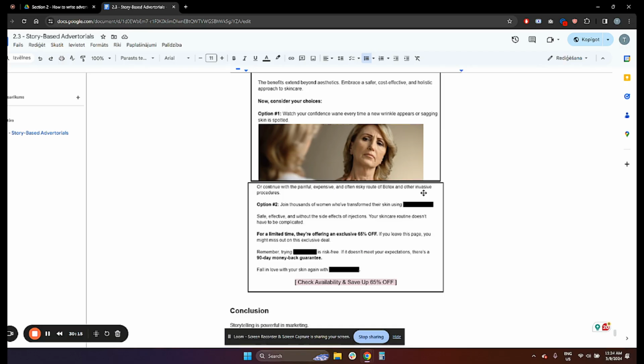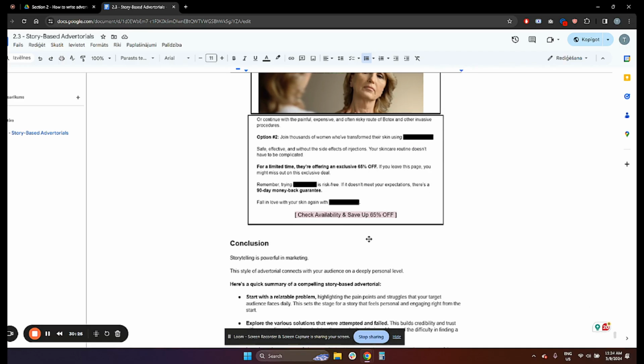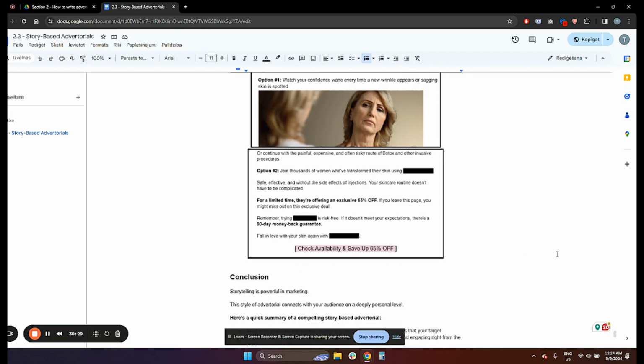And for a limited time, you can get this discount. If you leave this page, you might miss out. And remember, it's completely risk-free. Here you have the money back guarantee. Click the button to check availability, to collect your discount, or to basically fall in love with your skin again.